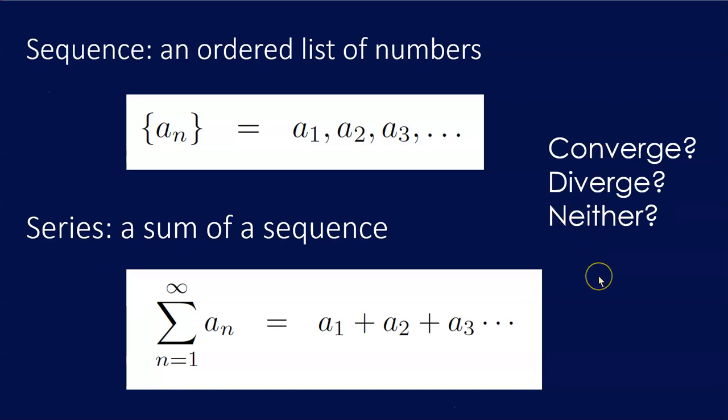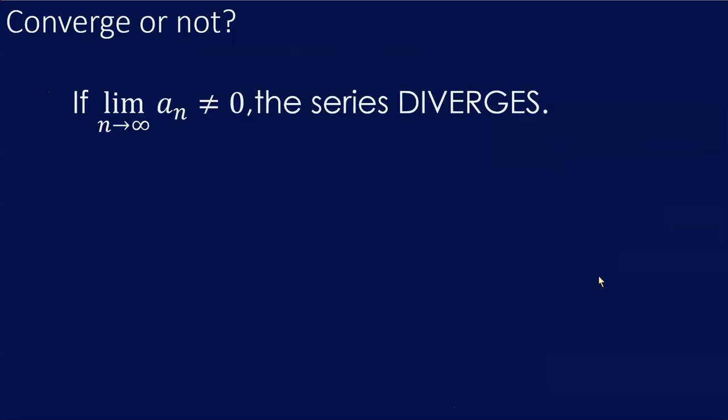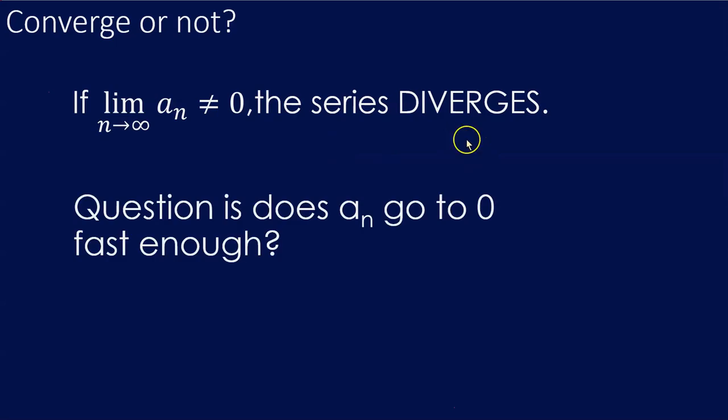So we're going to start with looking at some basics. If the terms themselves do not go to 0, the series must diverge. Remember that. The terms don't go to 0, the series diverges. You can't add up something bigger than 0 or smaller than 0 infinitely many times and get a number that's not infinity. Our question that we ask ourselves, though, is does a sub n go to 0 fast enough?